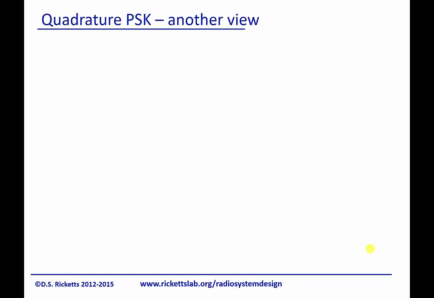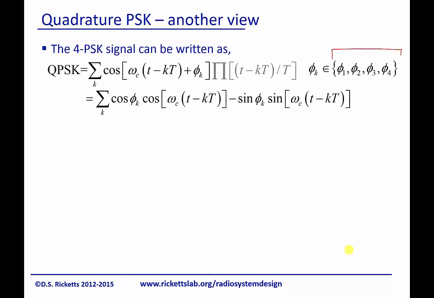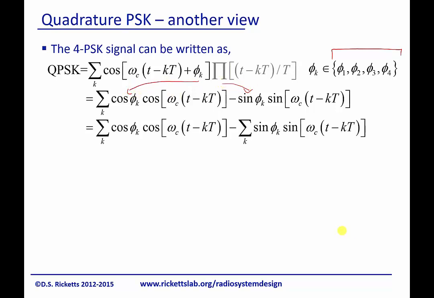And so here's another view for quadrature PSK. We can write a 4 PSK or quadrature PSK similarly to what we've done before, and now we've got 4 different phases. And we just play the same trick that we did. We're going to convert this phase into a pre-factor, and then we can just split this up mathematically. And if you're wondering, how did I go from this step to this step, you remember in class cosine of u plus v gave us cosine of u cosine of v minus sine of u sine of v. It's just a trig identity.